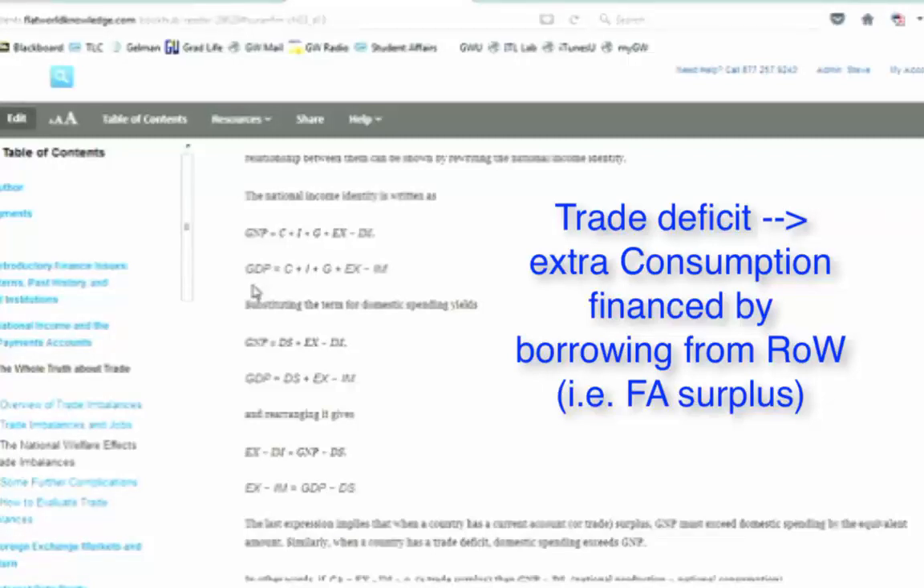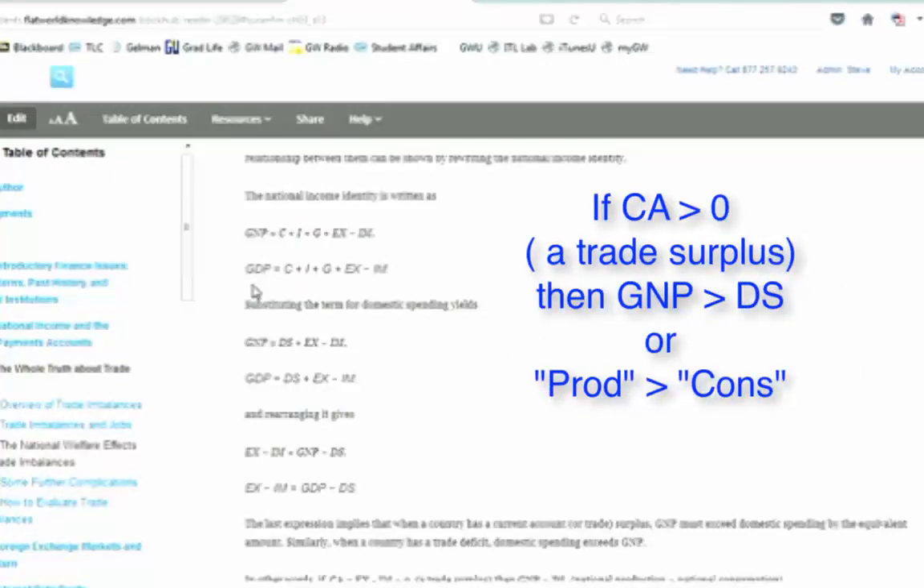That's going to lead us to a slightly different interpretation of the goodness or badness of trade deficits in just a minute. But before I do that, let me say also that if the current account happens to be in surplus, so that CA is greater than zero, then that leads to the opposite conclusion, right? Gross national product has to be greater than domestic spending; how much we actually produce in an economy is greater than what we consume.